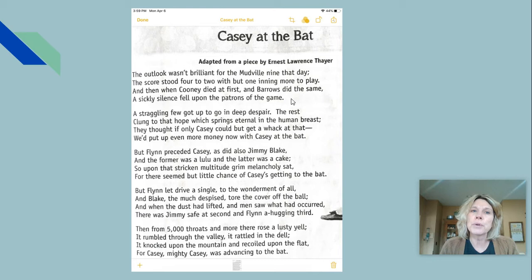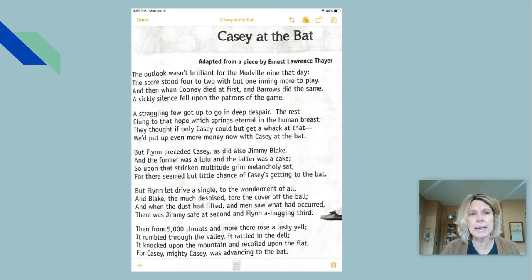The outlook wasn't brilliant for the Mudville Nine that day. That's 4. 4 beats to that first line. The score stood 4-2 with but one inning more to play. Let me do that one again. The score stood 4-2 with but one inning more to play. Yeah, there's the 4. And when Cooney died at first and Barrows did the same, 4, a sickly silence fell upon the patrons of the game, 4.